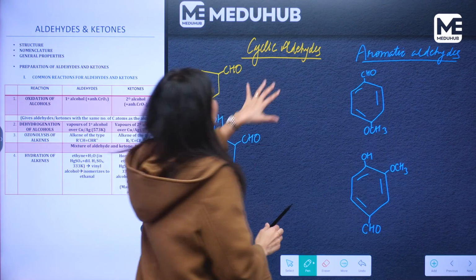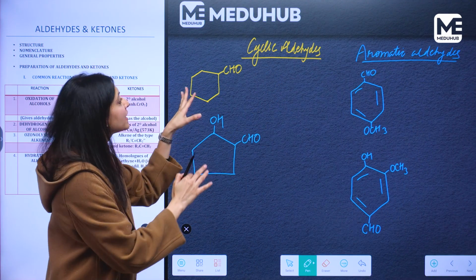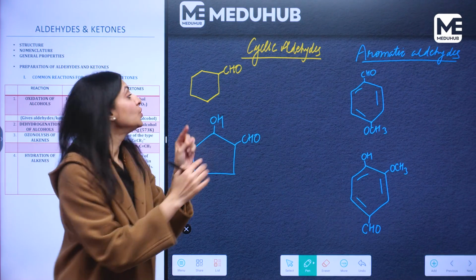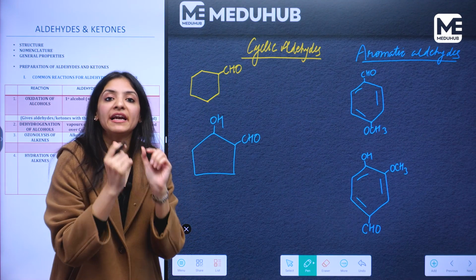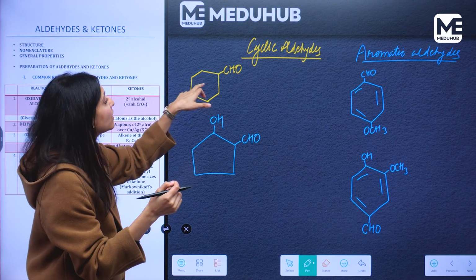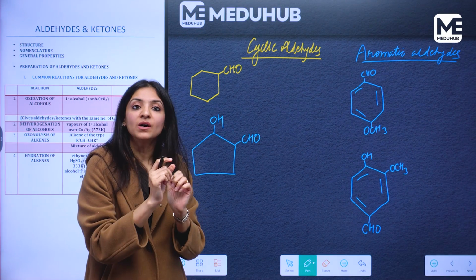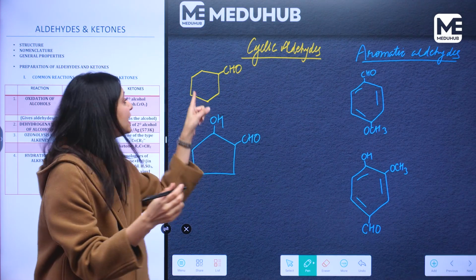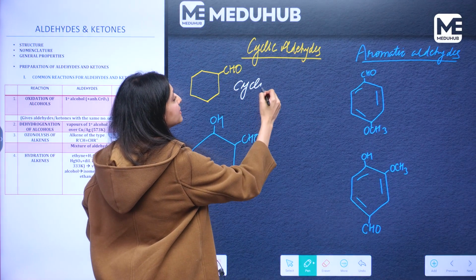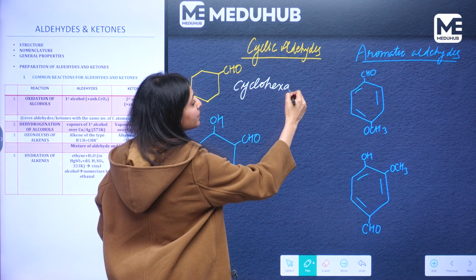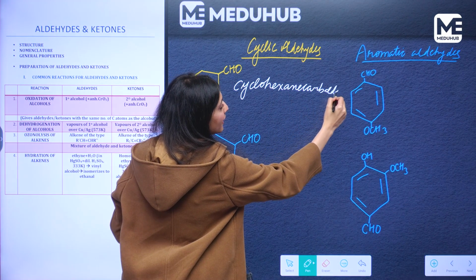Now let's see some cyclic aldehydes. How do you name cyclic aldehydes? For the nomenclature of a cyclic aldehyde, you will first see the cycloalkane to which an aldehyde group is attached. So this is a cyclohexane. To cyclohexane, now you will add a word that is carbaldehyde. So the name of this one will be cyclohexane carbaldehyde.